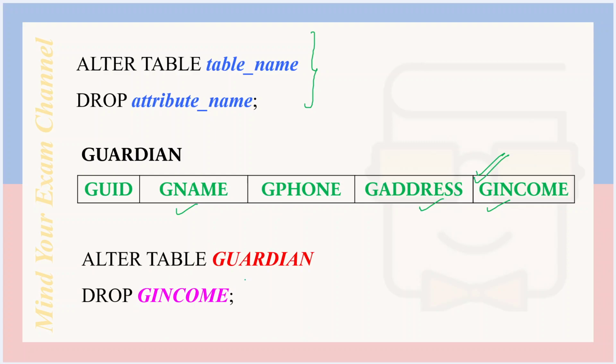We'll write alter table followed by the name of the table that we want to modify, that is the guardian table, and then we'll write the drop keyword and the name of the attribute that we want to remove. Here we want to remove the GIncome attribute, so we have written drop GIncome, and as a result the guardian table will only contain the remaining 4 attributes, which are GUID, GName, GPhone and GAddress.